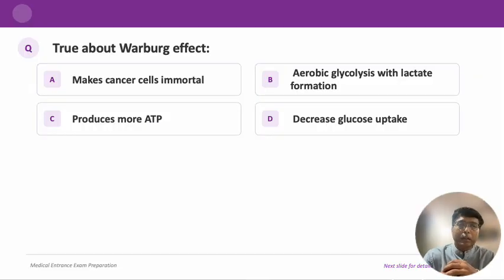True about the Warburg effect. Options are here. Option A, makes cancer cell immortal. Option B, aerobic glycolysis with lactate formation. Option C, produces more ATP, and option D, decrease the glucose uptake. So go through the questions and answer the correct one. So here the correct option is option B, that is the aerobic glycolysis with lactate formation.